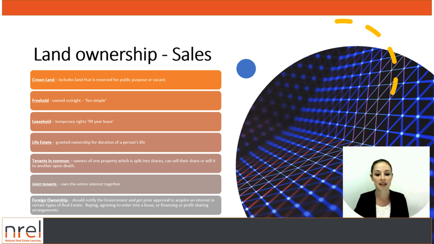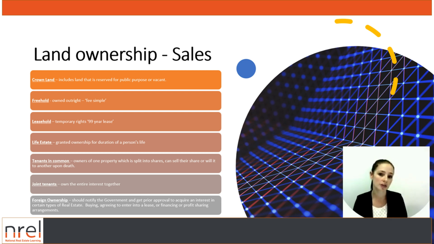So it might be that parents would like to pass on property to children and transfer the title over onto them. However, they may have a life estate in the property, which basically means they can remain in the property until such time as they were to pass away, and then it will revert to the other owner. Tenants in common and joint tenants are different forms of ownership of property.